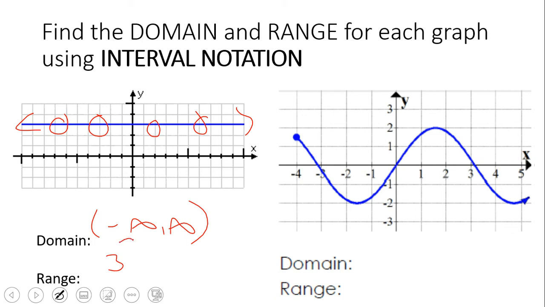In interval notation, you can either write that as a 3 in brackets, or sometimes your teacher might just let you say y equals 3. Personally, I prefer this one.